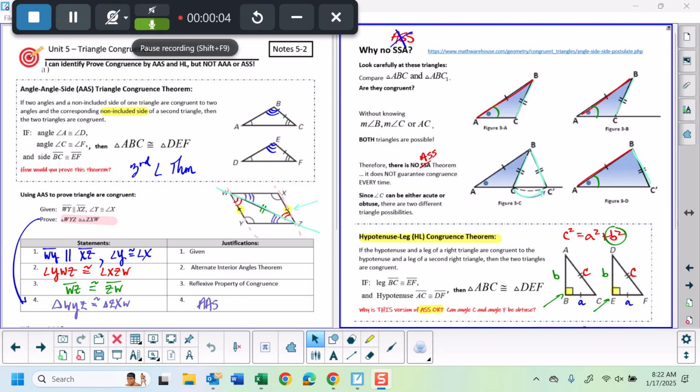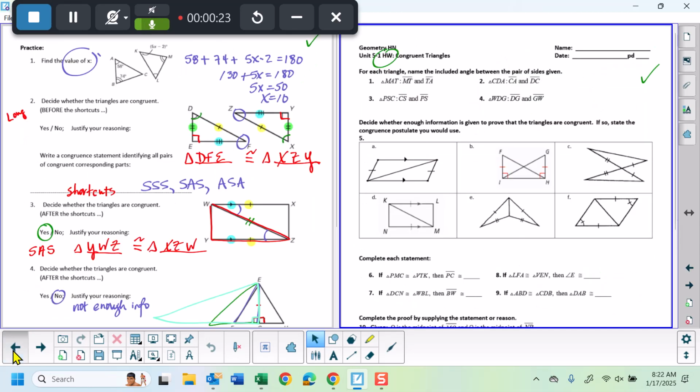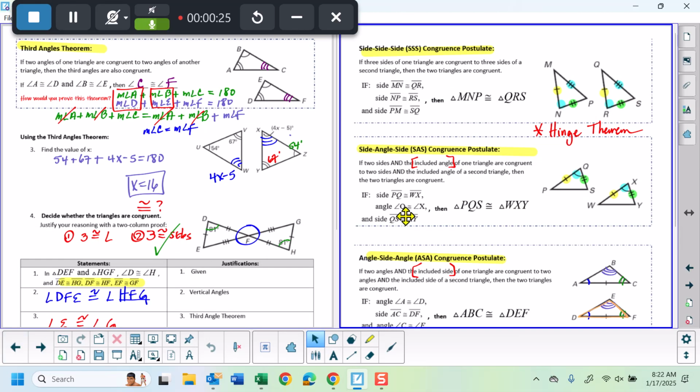I like this last lesson. In fact, I think it's one of my favorites because it brings together all of our congruence conversations and gives us really the difference between postulates and theorems. So hang with me for just a second and go back to the very beginning of your packet. Euclid gave us these three postulates.